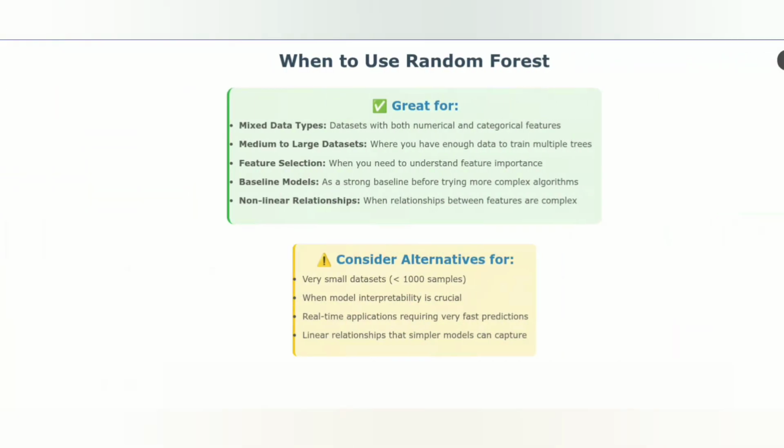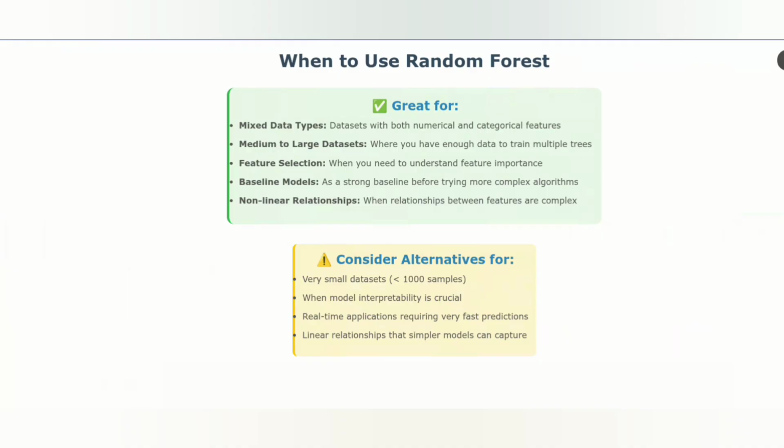So when should you use random forest? Let me give you some practical guidelines. Random forest is excellent for data sets with mixed data types, both numerical and categorical features. It shines with medium to large data sets where you have enough data to train multiple trees effectively. It's also your go-to choice when you need feature importance scores to understand which variables are driving your predictions. Many data scientists use random forest as a strong baseline model before trying more complex algorithms. And it's perfect for capturing nonlinear relationships in your data that simpler models might miss.